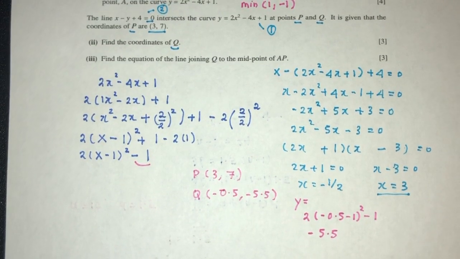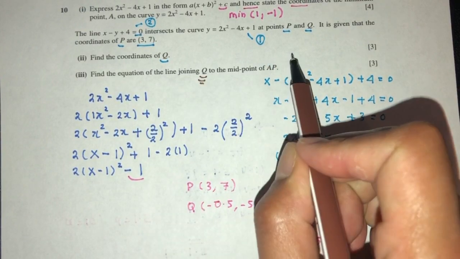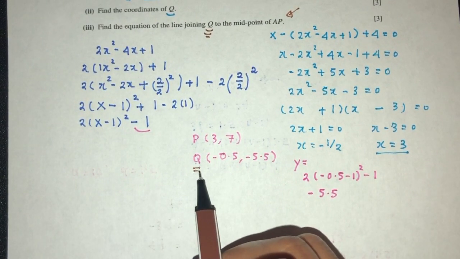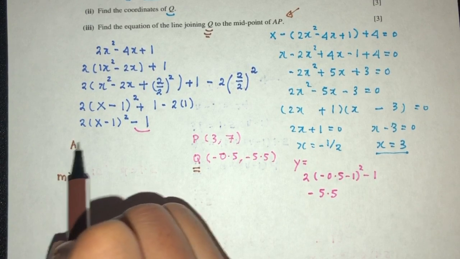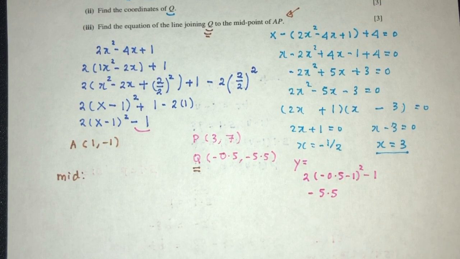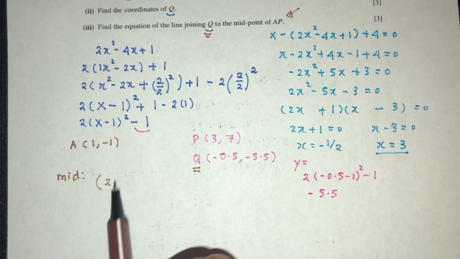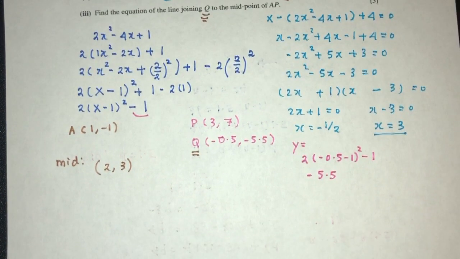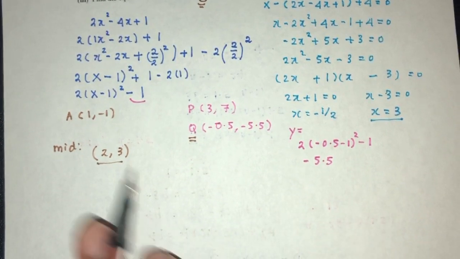Now for part 3 of the question, we have to find the equation of the line joining Q to the midpoint of AP. So pretty easy. The point Q is given to you. Let's find the midpoint of AP. The point A is 1, minus 1. So what is the midpoint? We use our formula to find the midpoint, which is x1 plus x2 is 4, divided by 2 is 2. y1 plus y2 is 6, divided by 2, that'll be 3. So here the midpoint, and we have the point Q. We have to find the equation joining those 2 points.